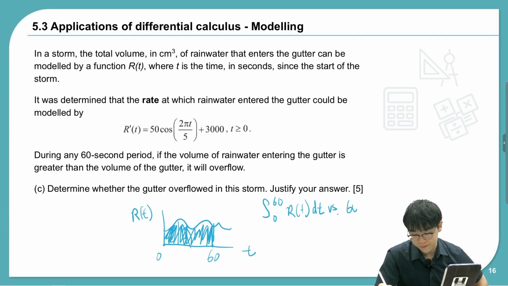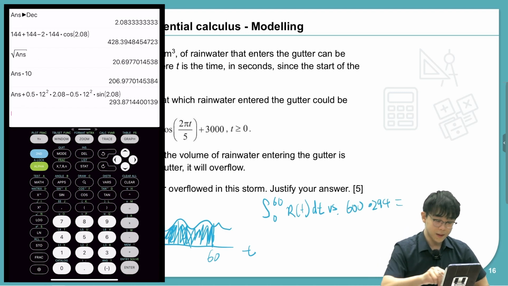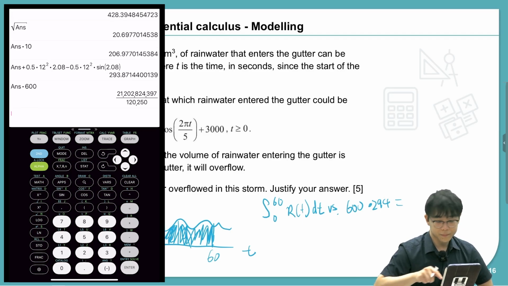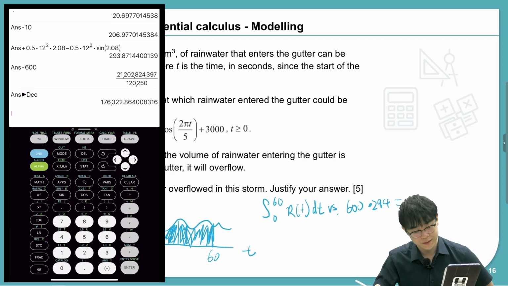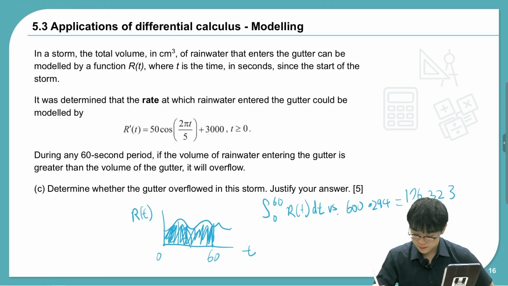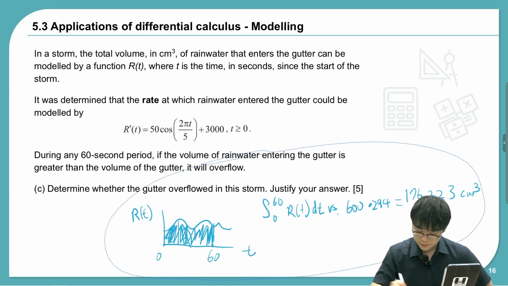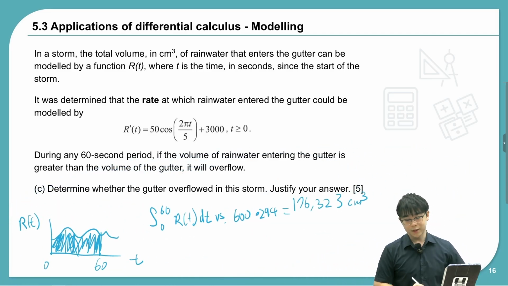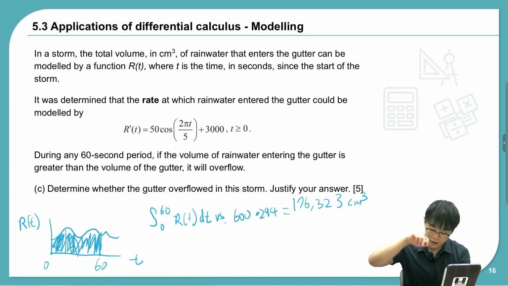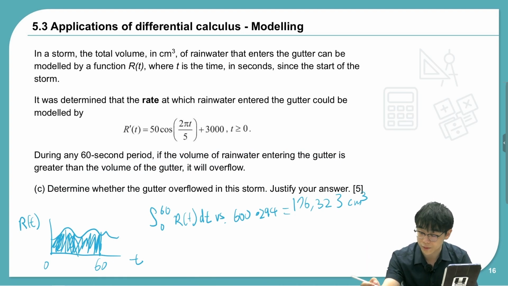So remember we had a depth of 600 and the cross-sectional area was like 294. And that would be somewhere around 176,000.3 cubic centimeters. So the comparison holds like this: does this integral expression evaluate to a value that's greater than or less than 176,000? That's what we're going for.